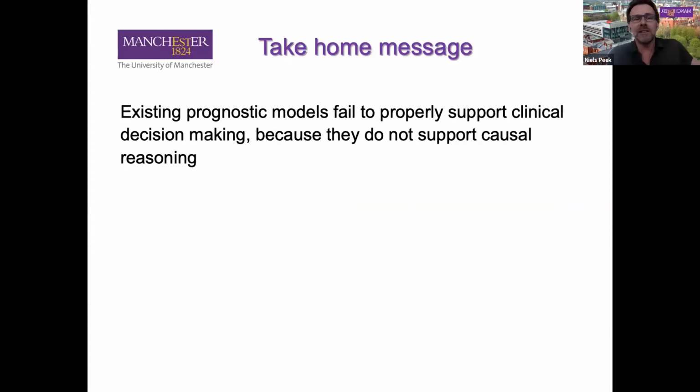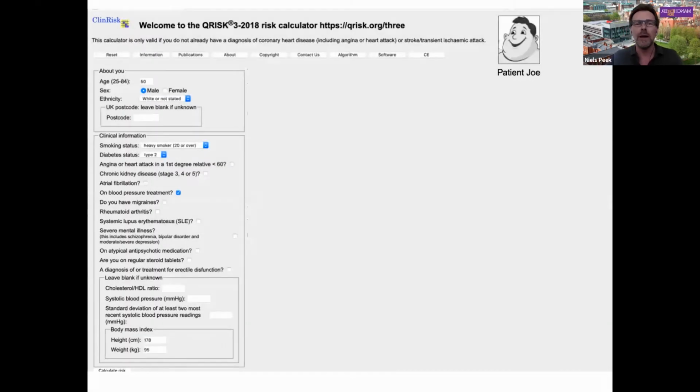Now, the message that I want to convey today is that existing prognostic models fail to properly support clinical decision-making around prevention because they do not support causal reasoning. So like Matt was already saying, existing methods to develop prediction models are purely associative and do not have this causal reasoning component. I think that certainly in medicine, but also in many other areas, we need this causal reasoning component. And this is what I'm going to try to make clear today in my talk. So let's go to an example right away.